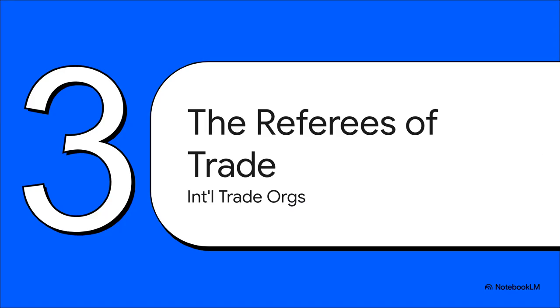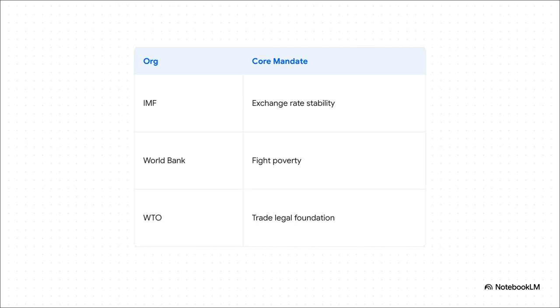Next up, Section 3, the referees of trade, looking at international trade organizations. So with all these state and non-state actors pursuing completely different interests, who actually maintains order? We rely on institutions built out of the post-World War II Bretton Woods Conference. Now, the crucial point here is clearly separating their distinct mandates because they do very different things. The IMF is singularly focused on the stability of the international monetary system and exchange rates. The World Bank? Totally different job. They focus on helping developing countries fight poverty and enhancing economic growth.